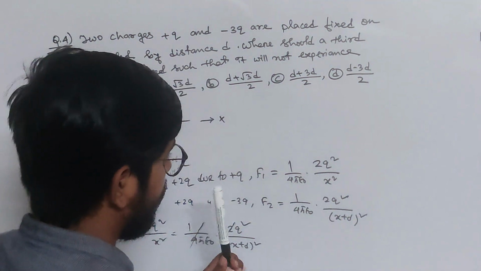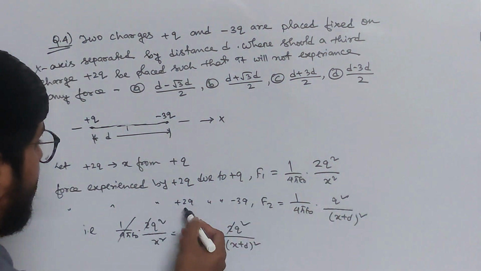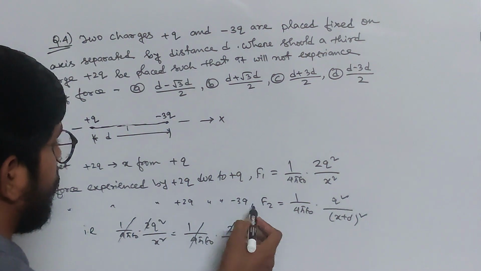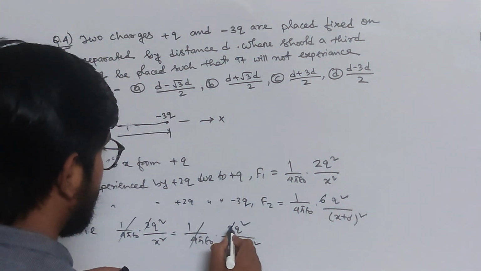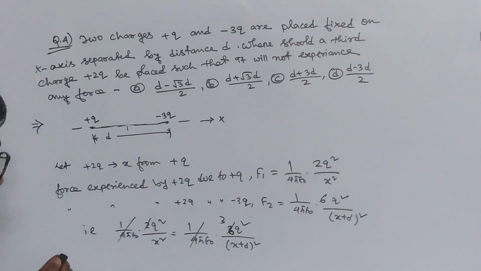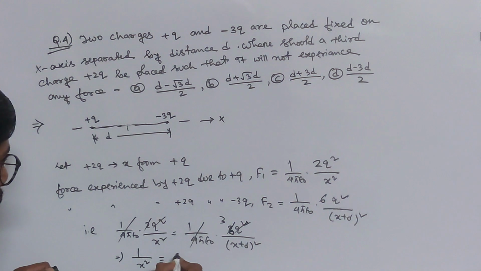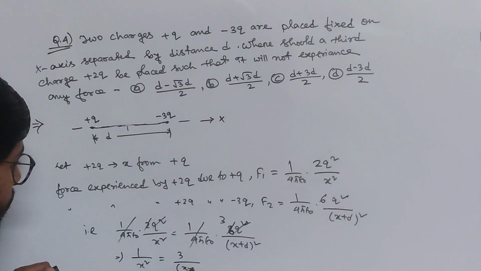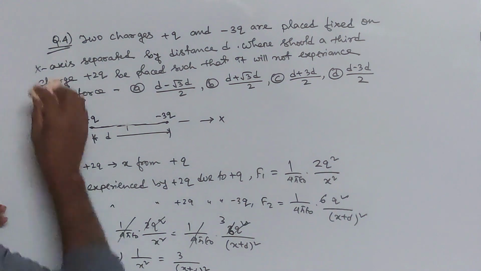2 into 3, right? So it will be 6, because this is experiencing plus 2 is experiencing force due to minus 3. So the magnitude of the charge will be 3. So it will be 6. So if it is 6 here, then 2, 6, then it will be 3. Okay, right? It is 3. Then q square 1. Then it will be 1 by x square equal to 3 by x plus d whole square.